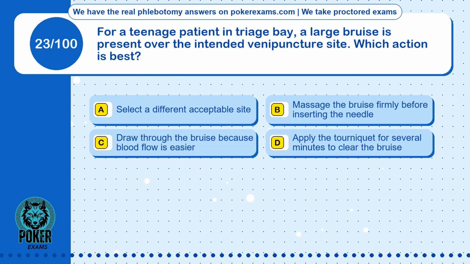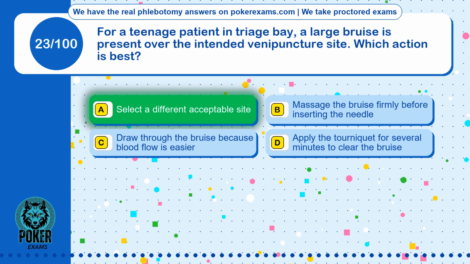Question 23. For a teenage patient in triage bay, a large bruise is present over the intended venipuncture site. Which action is best? Option A, select a different acceptable site. Option B, massage the bruise firmly before inserting the needle. Option C, draw through the bruise because blood flow is easier. Option D, apply the tourniquet for several minutes to clear the bruise.